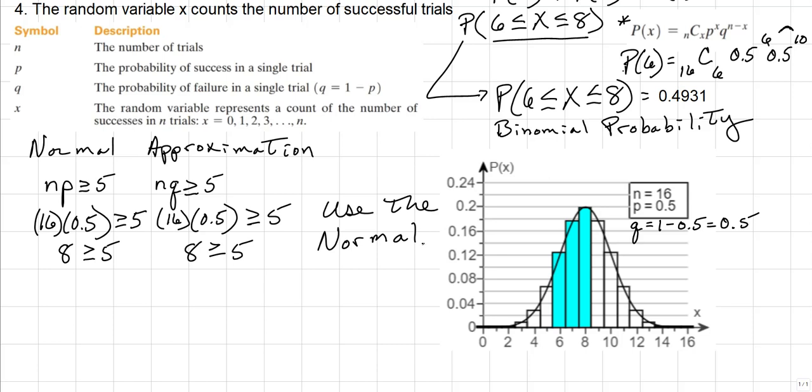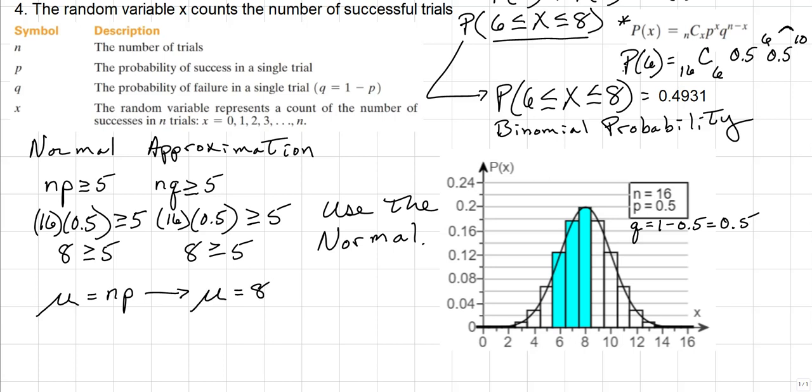And in order to do that, though, we need to know what the mean is, and we also need to know what the standard deviation is. So we're going to introduce two new formulas. When we're approximating the binomial using the normal distribution, our mean mu is going to be equal to n times p. But you'll notice that we've already calculated that when we performed the first test to determine if n times p was greater than or equal to 5. So that means our mu is equal to 8.